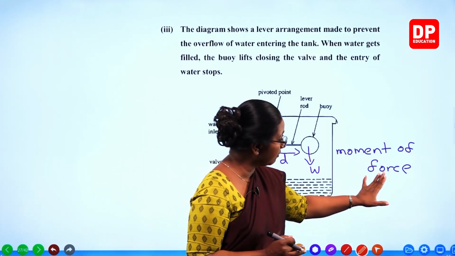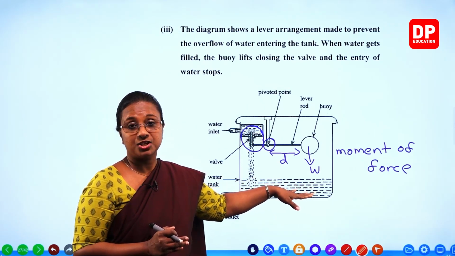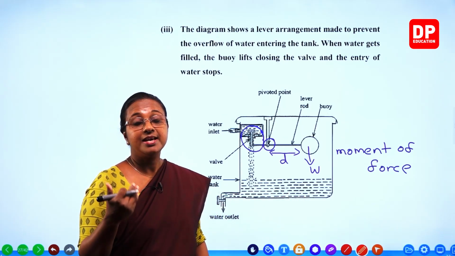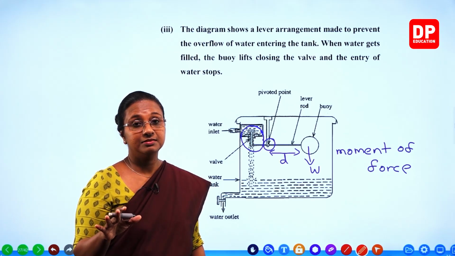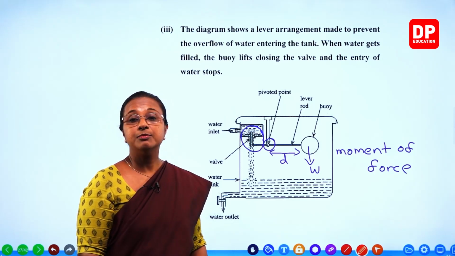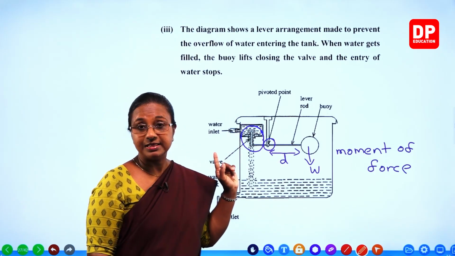So there is moment of force. At the same time, there is the concept of flotation, where we consider the Archimedes principle, the upthrust exerted on the buoy by the water. Is that clear? So this is related to both flotation as well as the moment of force. So that is the introduction. Now we look at the questions.